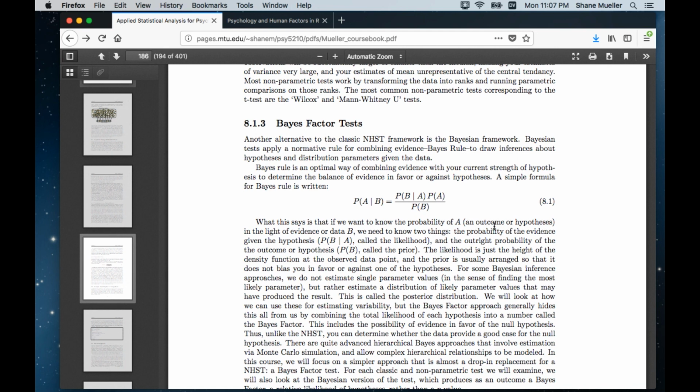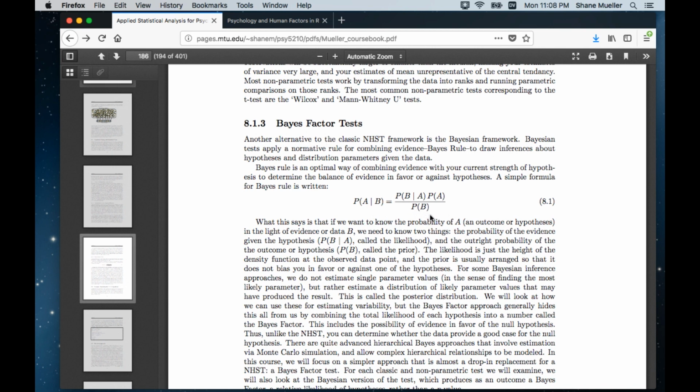So Bayes factor tests are based on Bayes' rule. This is just a very simple example of Bayes' rule, which is an optimal rule for combining probabilities. What it says is, if you're interested in the probability of A given B, then you need the probability of B given A, so you reverse. This is called the likelihood, times the probability of A over the probability of B. So you need to know all of these things.